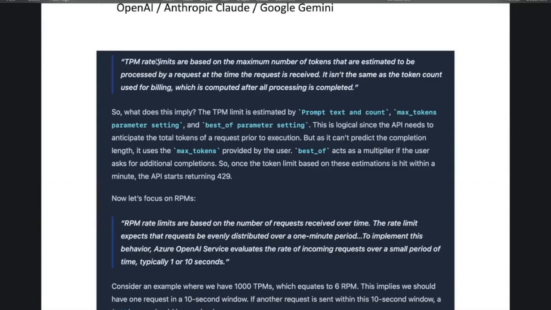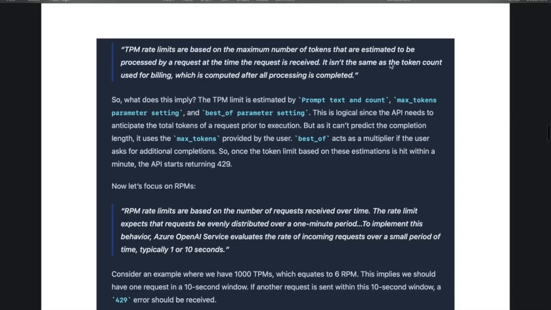So what is TPM? TPM rate limits are based on the maximum number of tokens that are estimated to be processed by a request at the time the request is received. It isn't the same as the token count used for billing, which is computed after all processing is completed. So what does this imply? The TPM limit is estimated from the prompt text and the max tokens parameter.